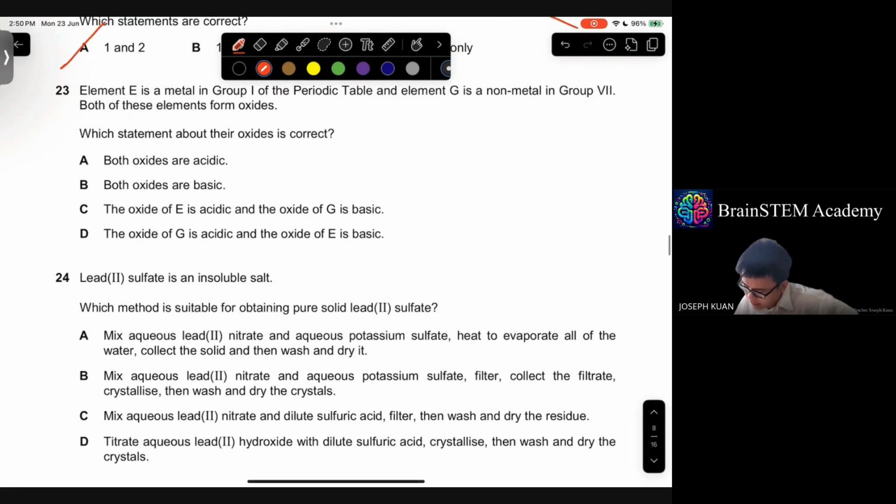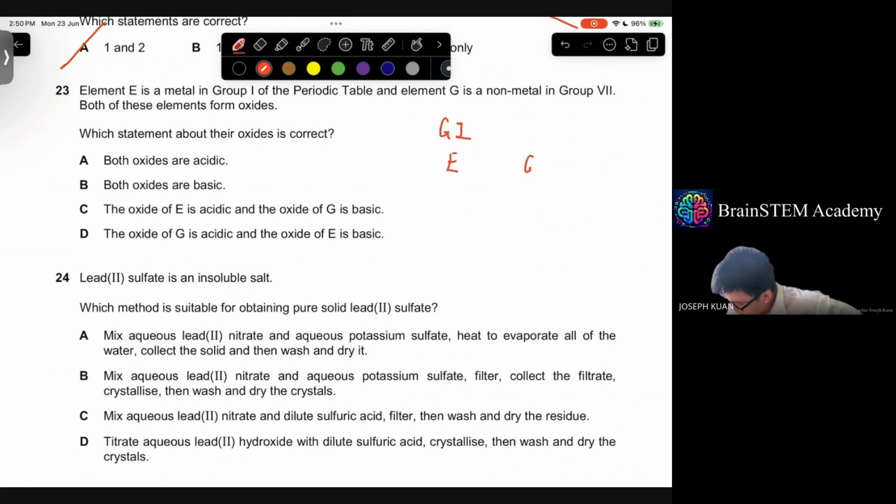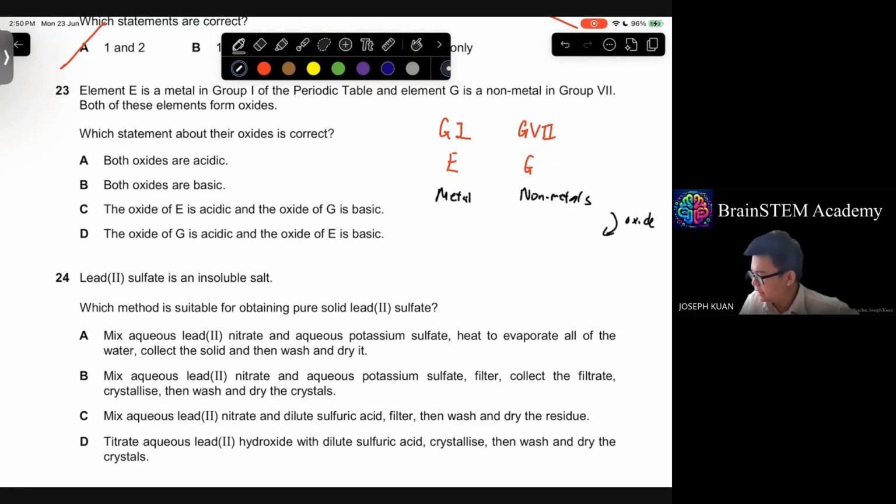23. Element E is a metal in group 1 of the periodic table, and element G is a non-metal in group 7. Both of these elements form oxides. Which statement about their oxides is correct? Since group 1 is a metal and group 7 are non-metals, when they form oxides, metal oxides in general are basic, whereas non-metal oxides in general are acidic. So the answer here is the oxide of G is acidic and the oxide of E is basic. The other answers are wrong.